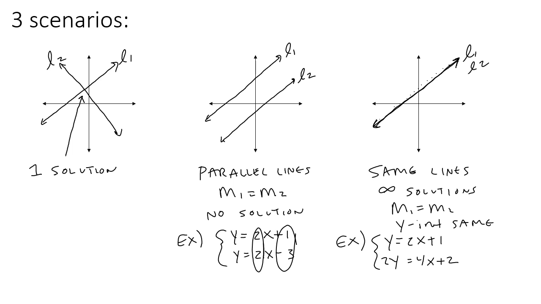Now at first glance, it appears that they have different slopes and different y-intercepts, except that if you simplified the second equation, 2y equals 4x plus 2, for example, if you divided the left by 2 and divided the right by 2, you would see that it would be the same equation as the first one, y equals 2x plus 1. Thus, they are the same line, they have the same slope, same y-intercepts, therefore they would have an infinite number of solutions.